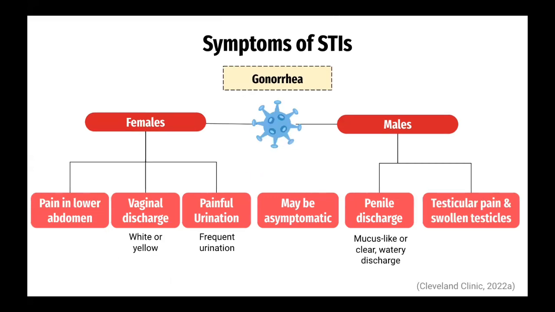Gonorrhea is an infection caused by the bacteria Neisseria gonorrhoeae. It infects the mucous membranes of the reproductive tract. While the infection can be asymptomatic in both males and females, it can also cause uncomfortable symptoms. Females may experience lower abdominal pain, painful urination, white or yellow discharge. Similarly, males may experience watery or mucus-like penile discharge and inflammation of the testicles along with pain.